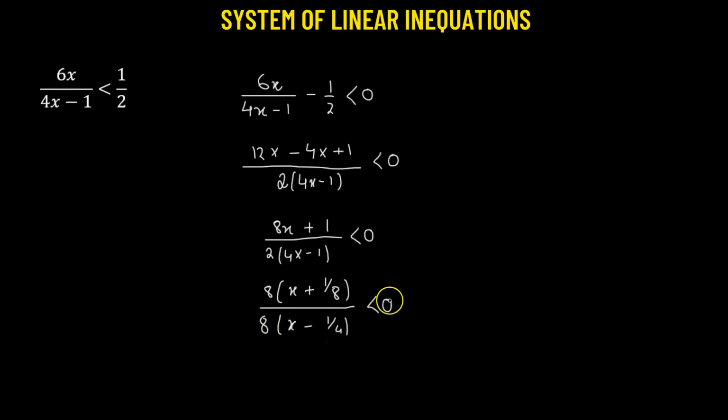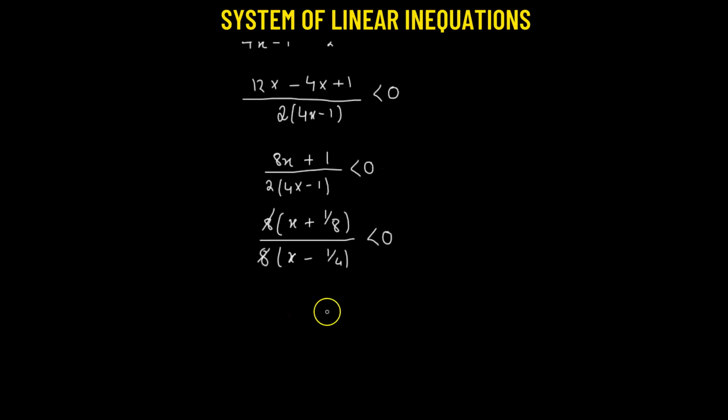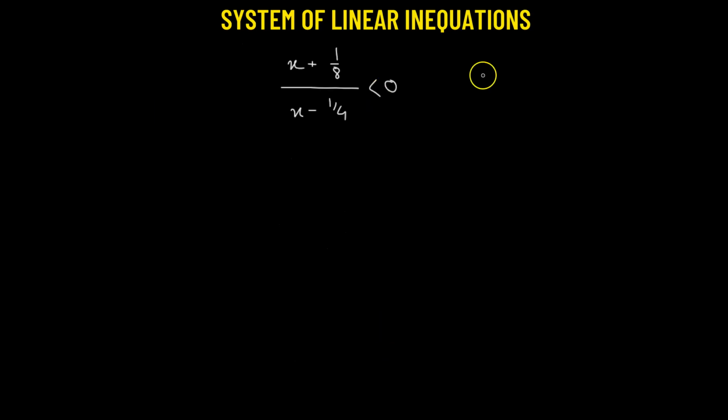So this is less than 0. The 8 and 8 get cancelled out, and that leaves us with (x + 1/8) divided by (x − 1/4), which is less than 0. In order to solve this linear inequality, we'll have to consider two cases. So let's start with case number 1.